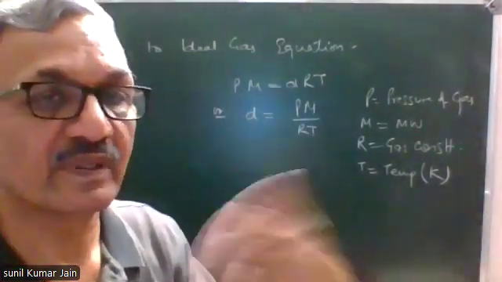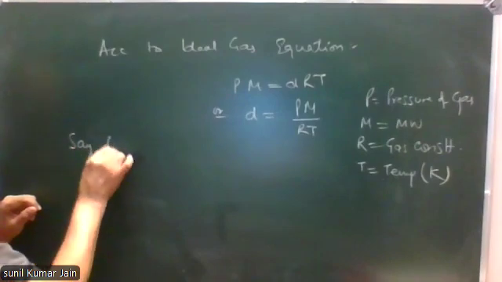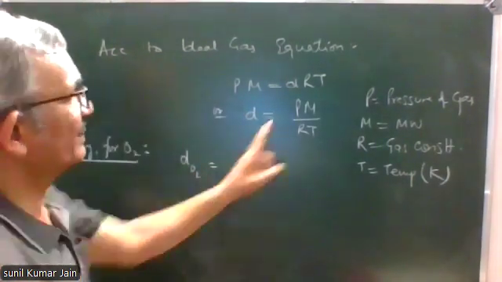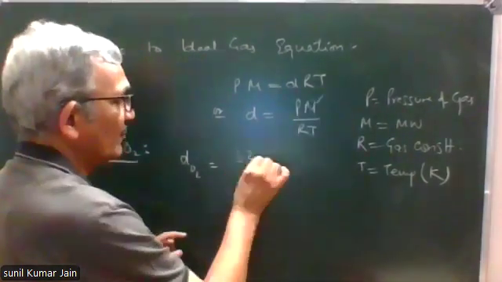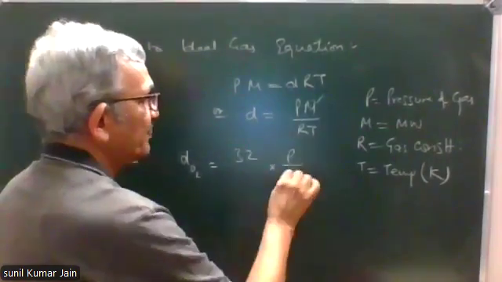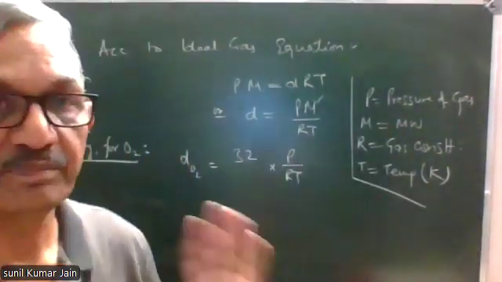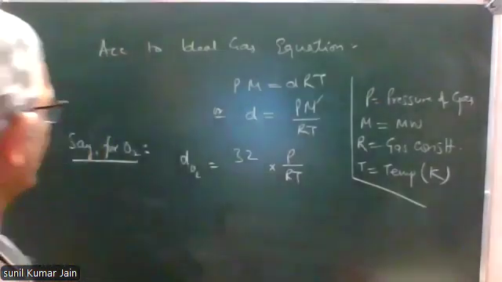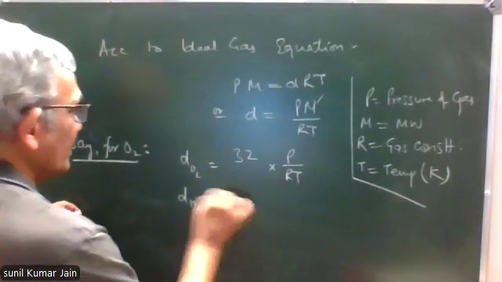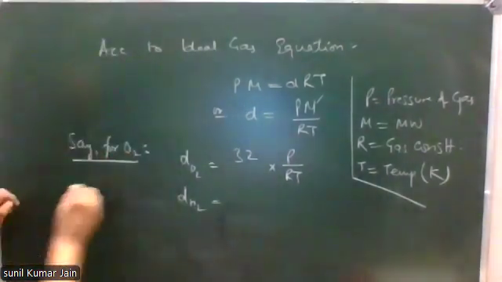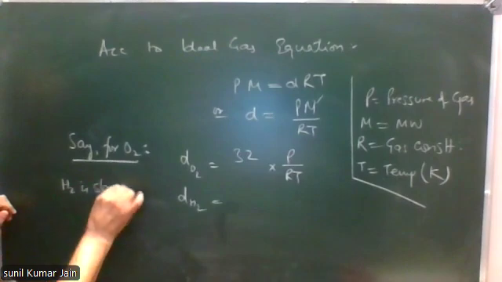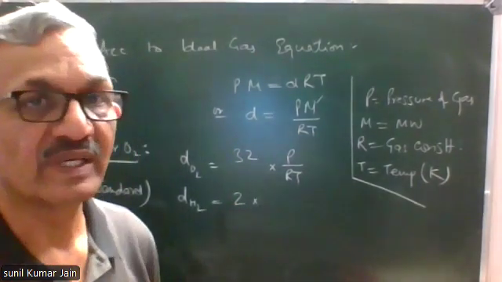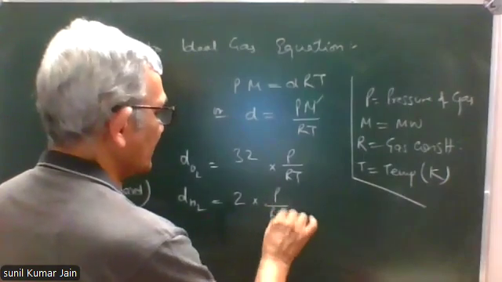Now I'm taking the example of, let us say, oxygen. For oxygen, the density of oxygen will be the molecular weight of oxygen into P by RT. P, R, and T I have not substituted. I've only substituted the molecular weight of oxygen, which is 32. I'm taking hydrogen as the standard. So the density of hydrogen will be: molecular weight is 2, and everything else is the same, that is P by RT.